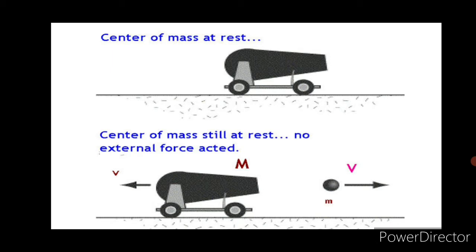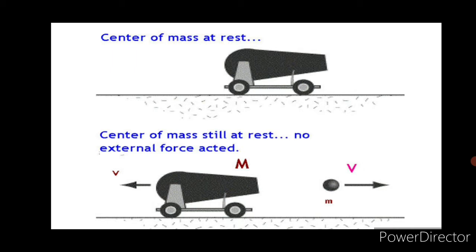And now, motion of center of mass can be categorized under two cases. One is when there is no external force acting and the other is when there is an external force acting. That means when net external force is zero, whatever the state of the center of mass is, it will be continued. Let us see the example on the screen. There is a cannon carrying a shell inside it, and the center of mass is at rest with respect to the system, right?